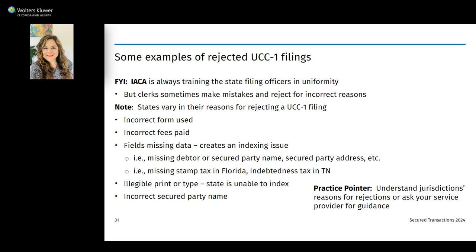Here's some examples of rejected filings. We're talking about using the incorrect form, paying the wrong fees, missing data, and missing the debtor name, missing the secured party name. There's certain fields that are absolutely required to be indexed, and the state will reject based on that purpose. Some people write UCCs by hand, and the print is illegible, and if that's the case, then the jurisdiction's going to reject it. So maybe you want to add this to your checklist to think about before you file your UCC one.